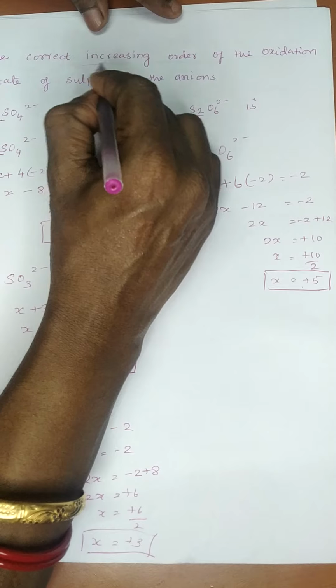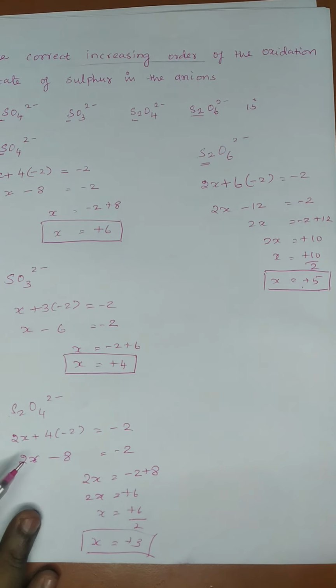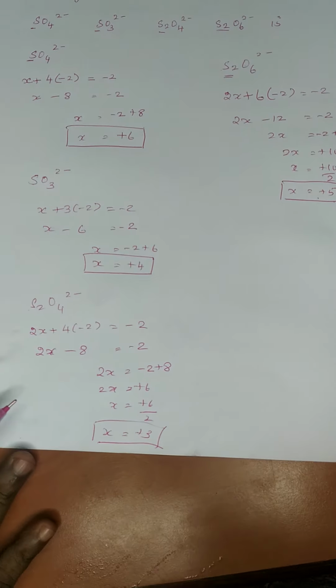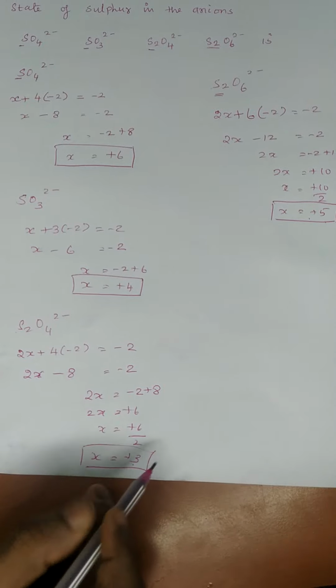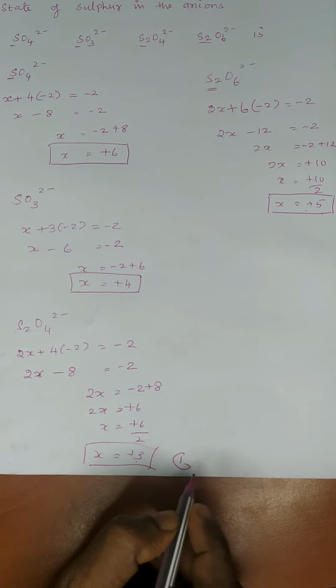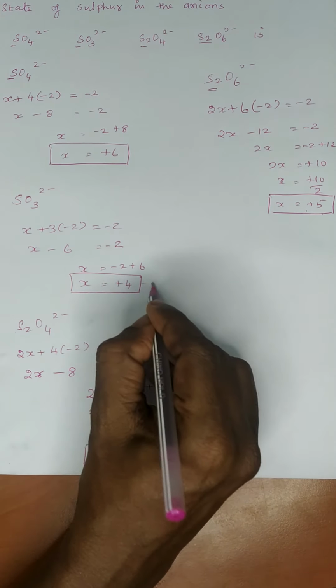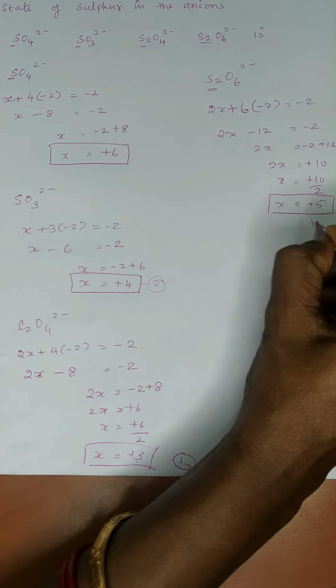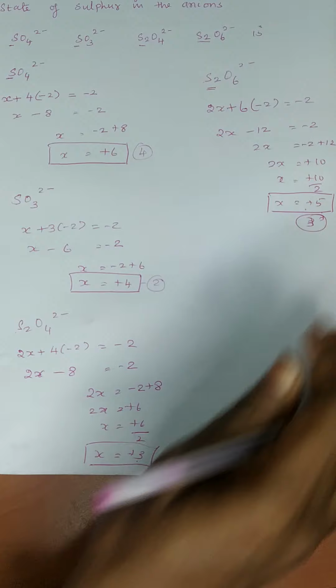We have to arrange this in the increasing order. So in increasing order, which is the lowest oxidation number? Plus 3. This is the lowest. Then plus 4. Then plus 5. This is the third one. Then plus 6. This is the fourth one.